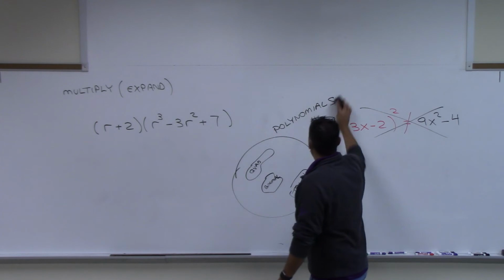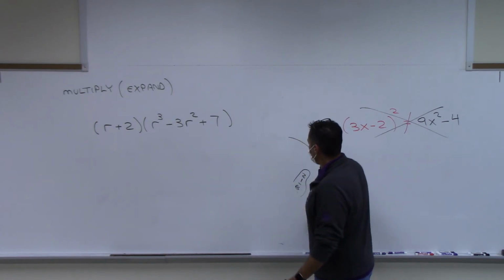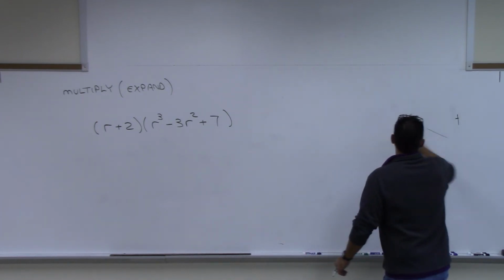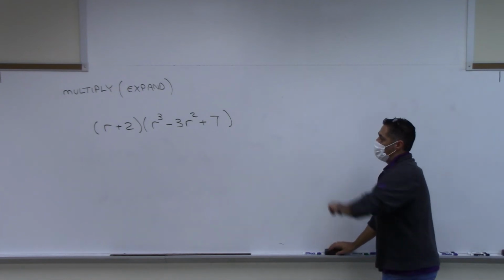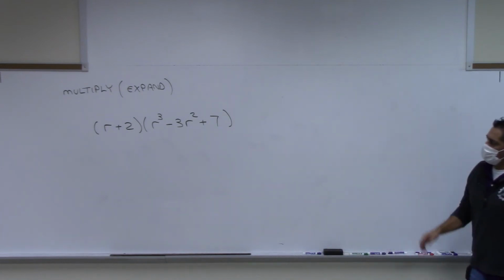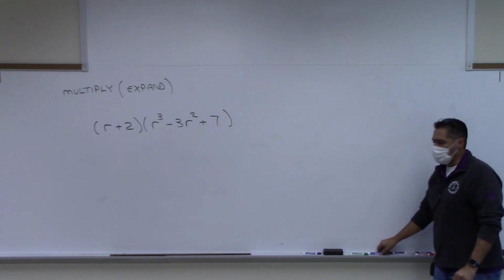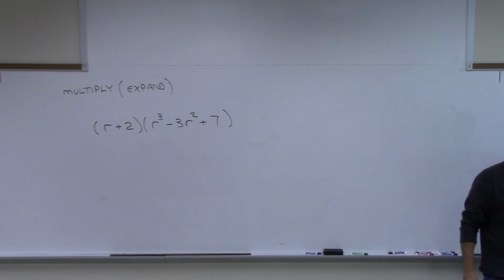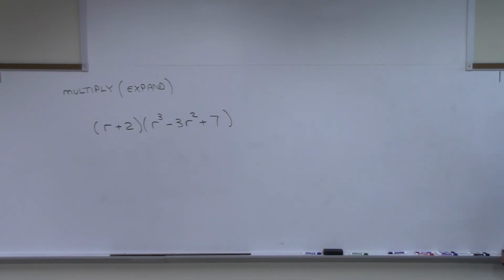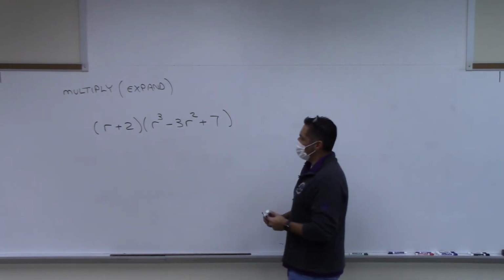And I'm going to use this method where, how am I doing on time? I'm going to use this method where no FOIL. I want to ask somebody. So who's my new volunteer? Go ahead. How would you, using what I just kind of showed you, what would you do?